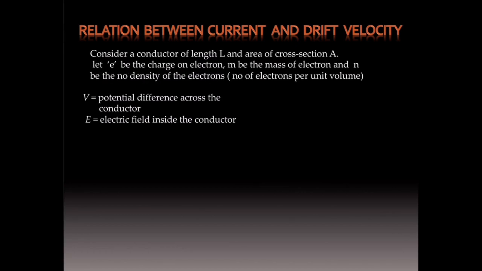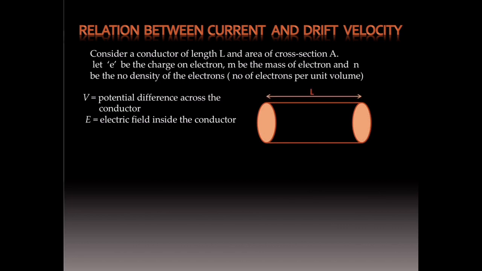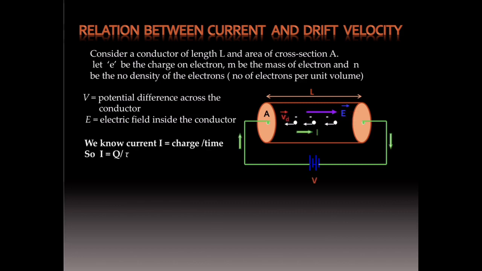Our next topic is the relation between current and drift velocity. Again the same setup: consider a conductor of length L, cross-sectional area A, e is the charge, m is the mass, and n is the number density of electrons. If we apply a potential difference across the conductor, then current will start flowing under the influence of the electric field. So we can write I as Q upon t, charge upon time. Here the time is the mean relaxation time.